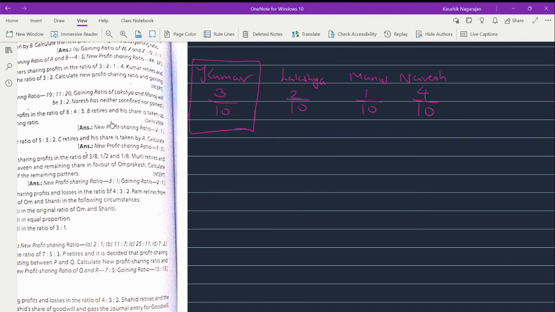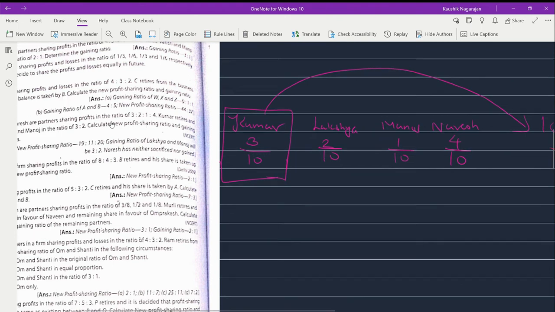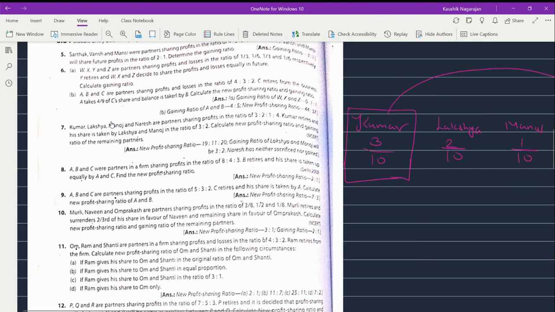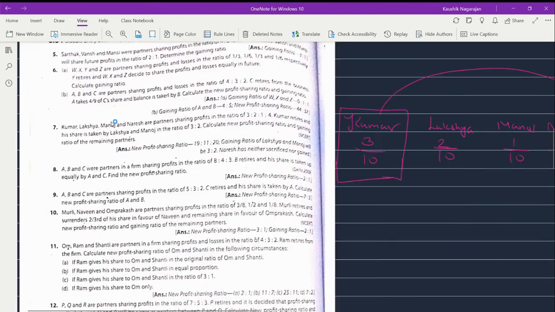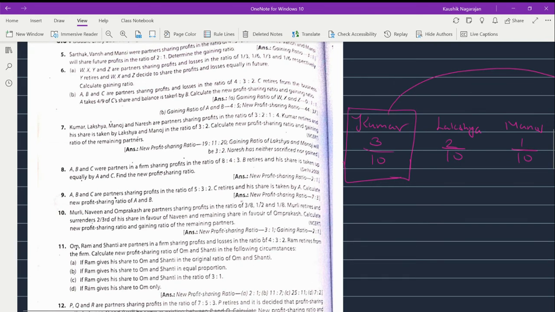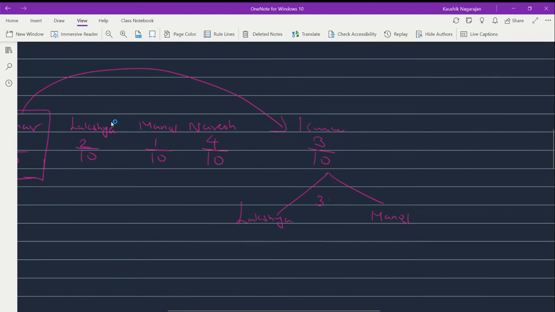So, we'll just mark it up in such a way that let us bring this Kumar out. So I'm just going to mark Kumar over here, and his share is 3 by 10. It was given in the question that his share 3 by 10 is taken up by whom? Lakshya and Manoj. In what proportion is it mentioned? It was mentioned in the question that the share is taken up in 3 is to 2 proportion. Okay, so it is taken in the ratio of 3 is to 2.